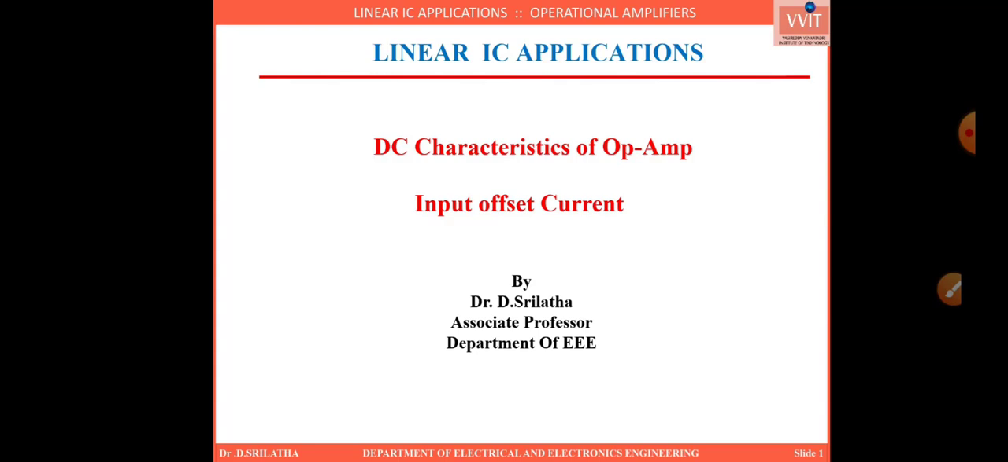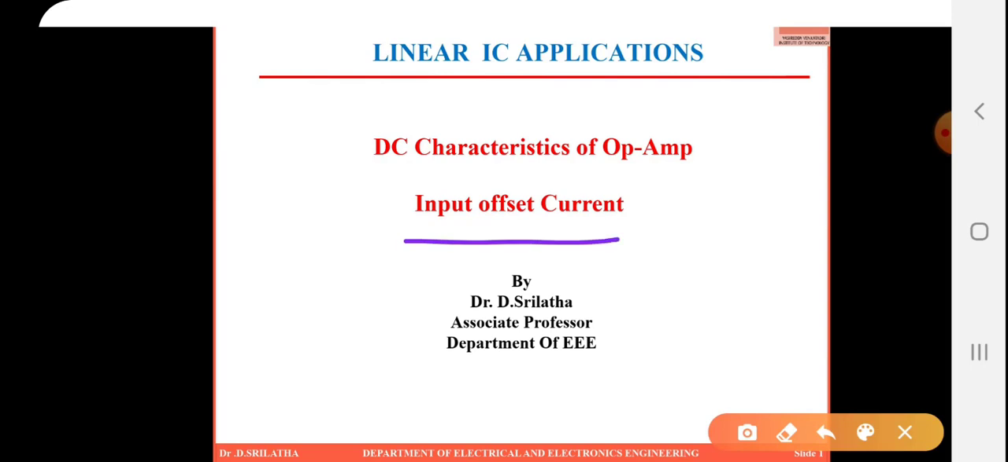Now in this session, we are going to discuss one of the DC characteristics of operational amplifier, that is input offset current. Usually it is denoted by the symbol I suffix IOS.